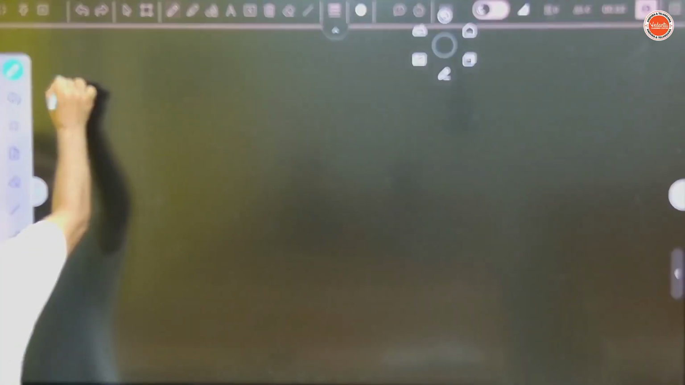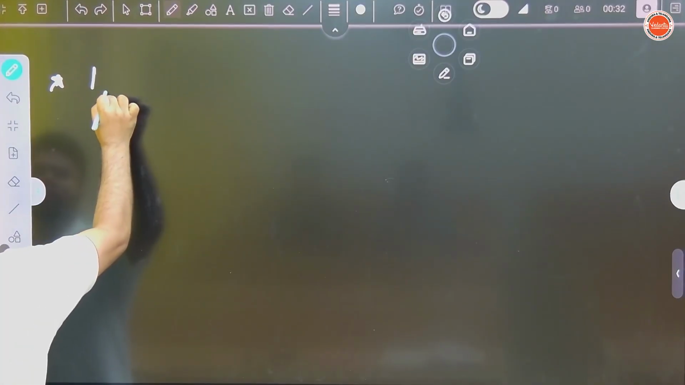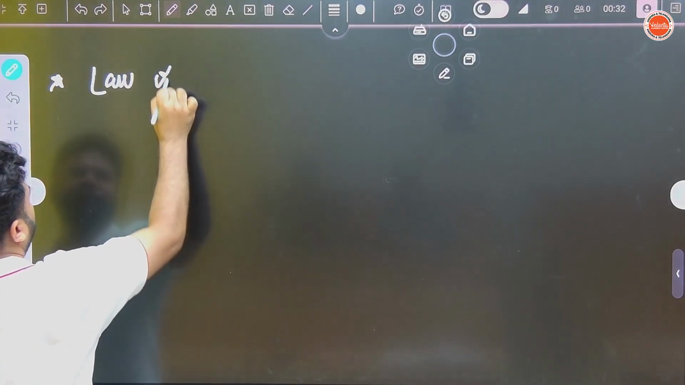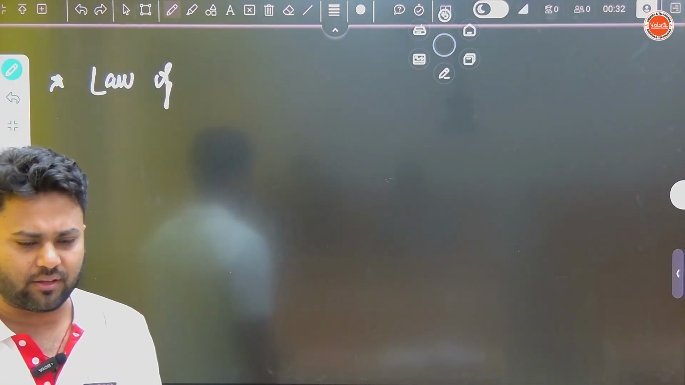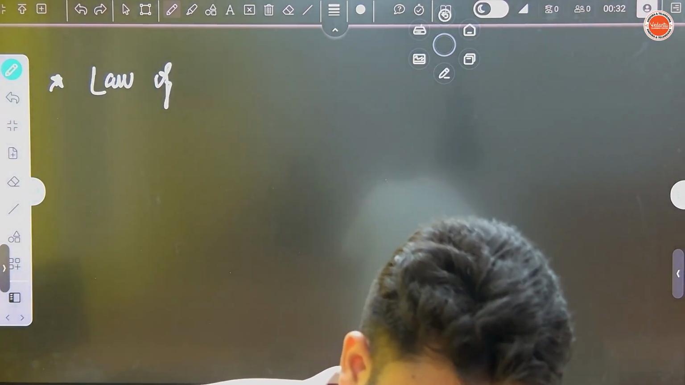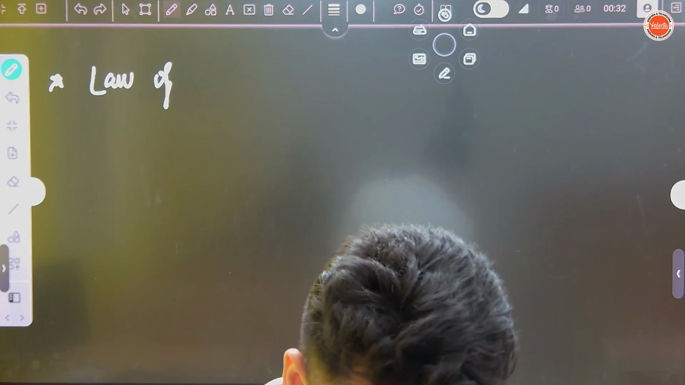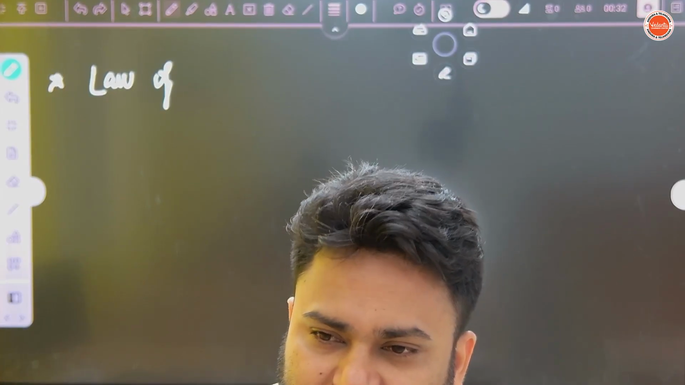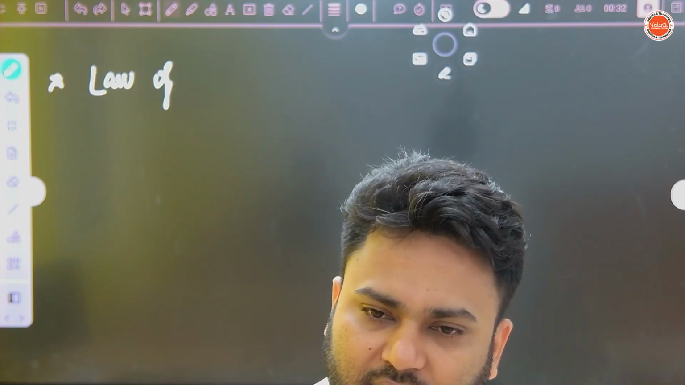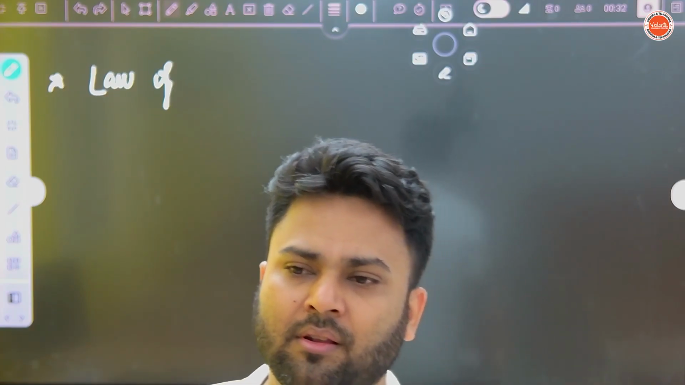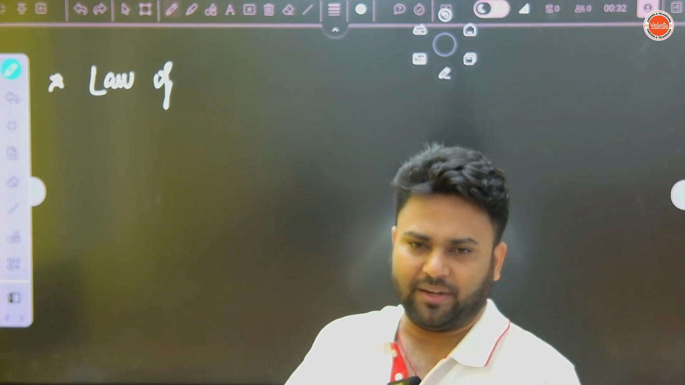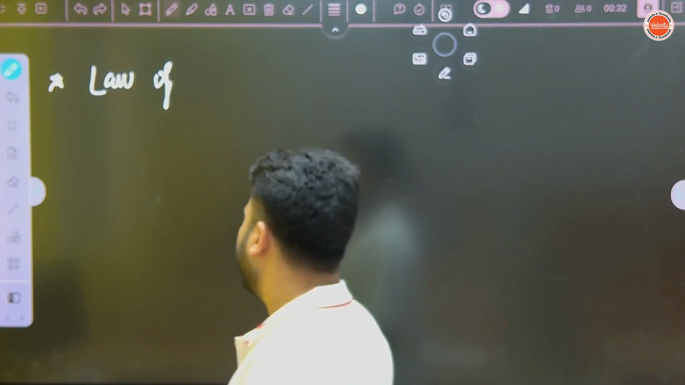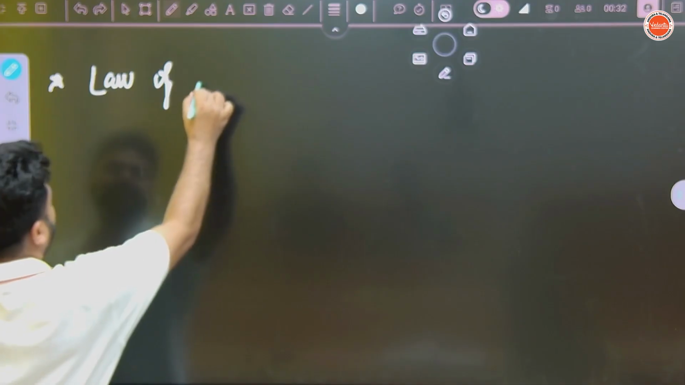Next, law of equipartition of energy. We have a lot of things here. KTG plus thermo: these 2 chapters I am clubbing into one, correct? I am trying to club them into one, so it may be like 2 sorts or 1.5 sort, correct? So, law of equipartition of energy.